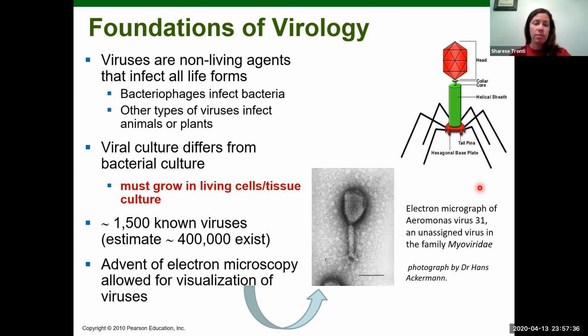There are currently about 1,500 known viruses, but they estimate that there are probably 400,000 viruses that exist that we're just not aware of. We were only recently able to see viruses with the invention of electron microscopy. And so this is what we're seeing here. This is an actual picture of a virus.